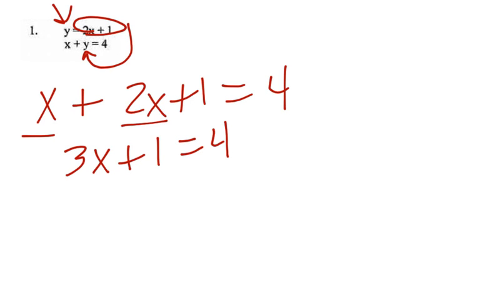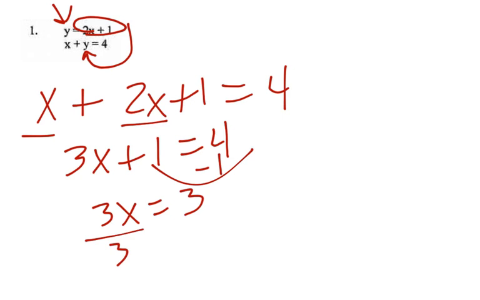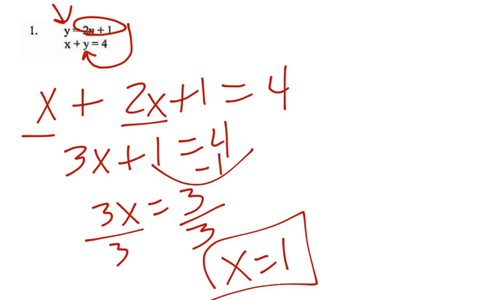And now I'm just solving, getting x by itself. So I'm going to take 1 to the other side and subtract it. So 3x is equal to 3. I'm going to divide both sides by 3, and I'm going to get x is equal to 1. That is one of my answers. Box it because that is an answer. You will have two answers on every problem today, so you're not done.